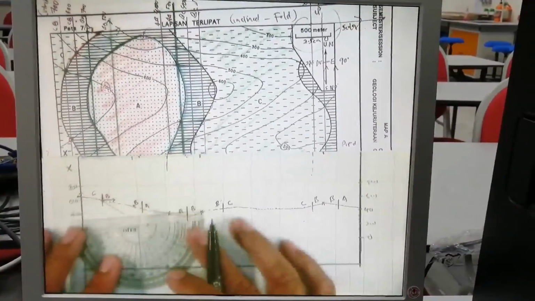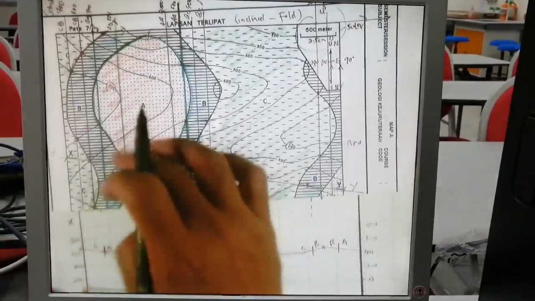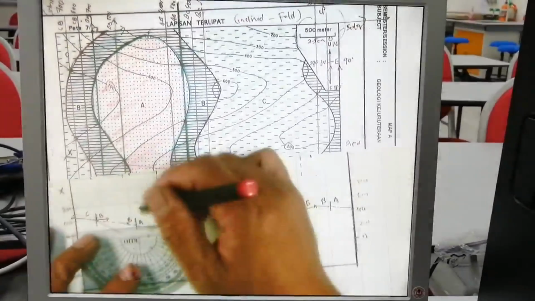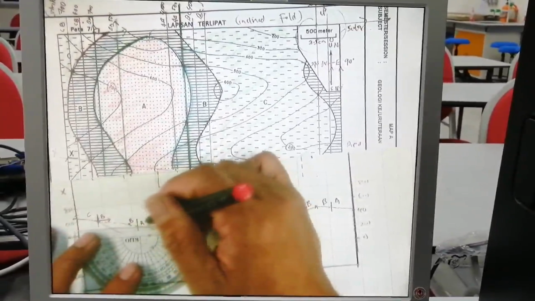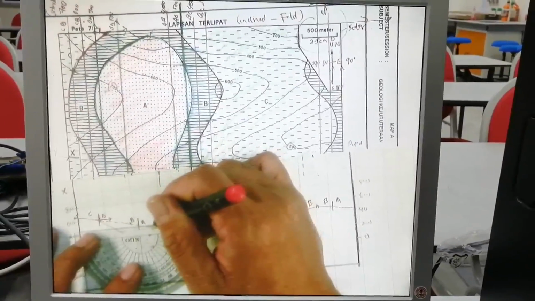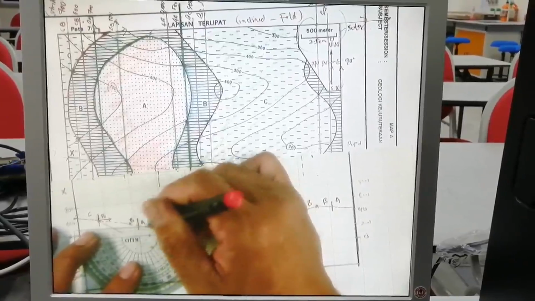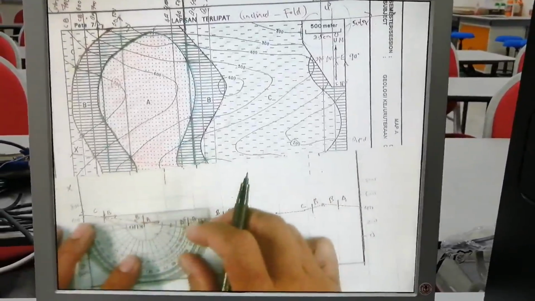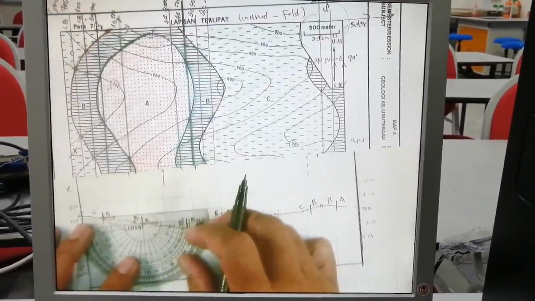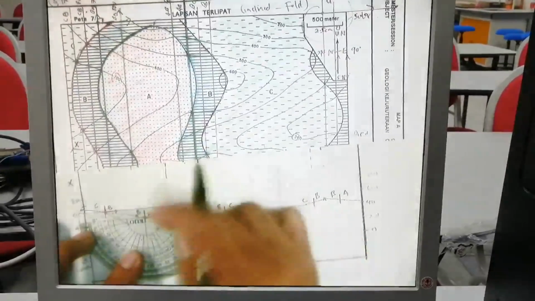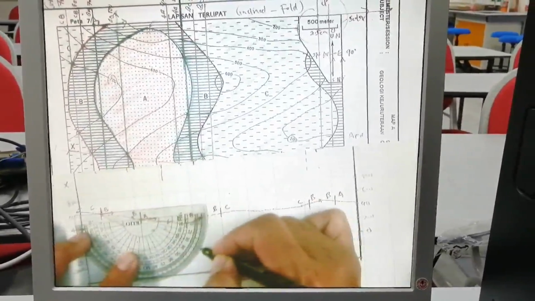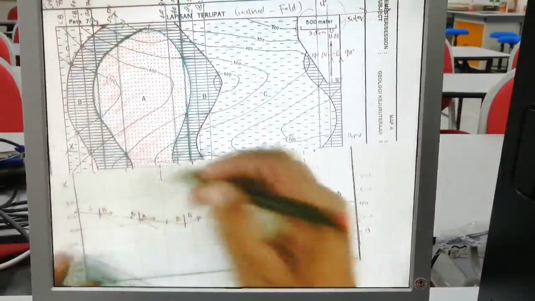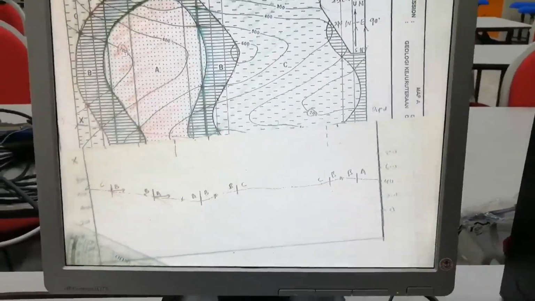Then another boundary is BA. It is here, BA, and you have to draw the boundary here, make it one line. Again make it horizontal, and then 32 degrees here, and then draw this line. So we have another layer.